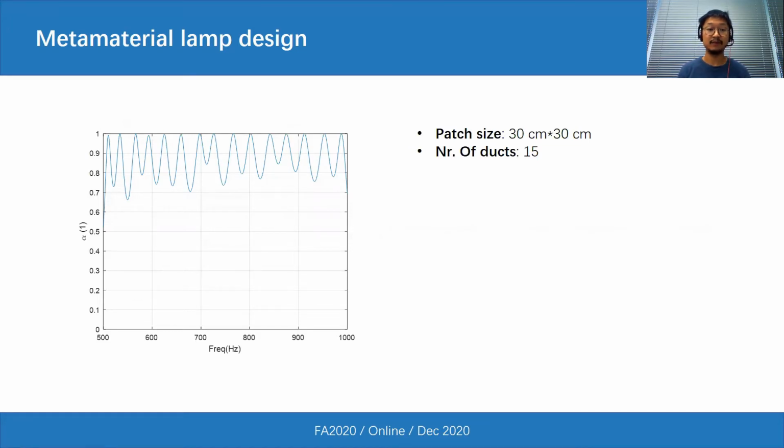As can be seen from the figure, the absorption coefficient is very high throughout the frequency from 500 Hz to 1000 Hz. All right, so here we show a design that can achieve a high absorption within this frequency range. But you can also see that it's a patch composed of straight ducts. That means it will be very long and bulky.